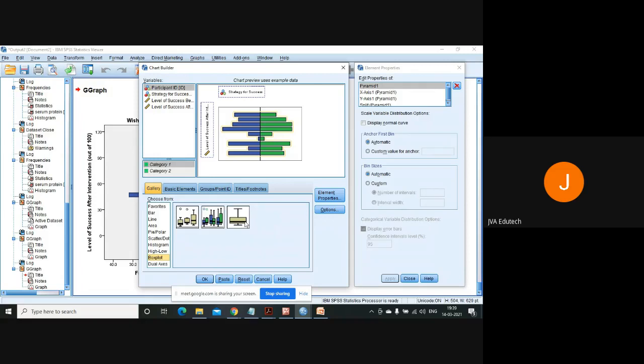Now, in the box plot options, the first one is the simple box plot, where again you are seeing a single variable. The only difference between this 1D box plot and the simple box plot is that in the simple box plot you can select a categorical variable on the x-axis. Here you cannot select any categorical variable on the x-axis. That is the only difference.